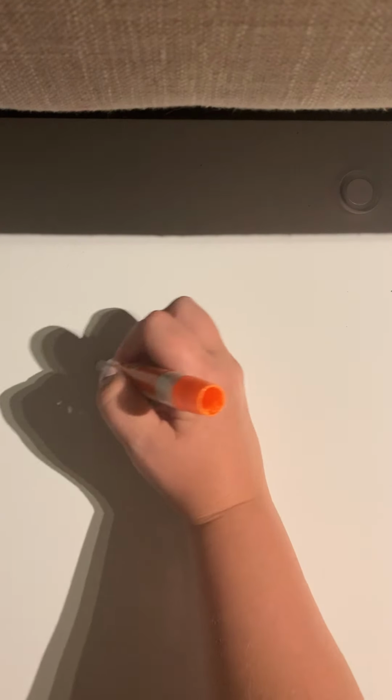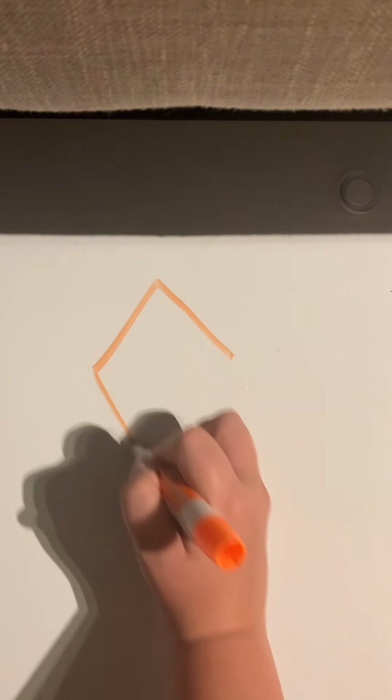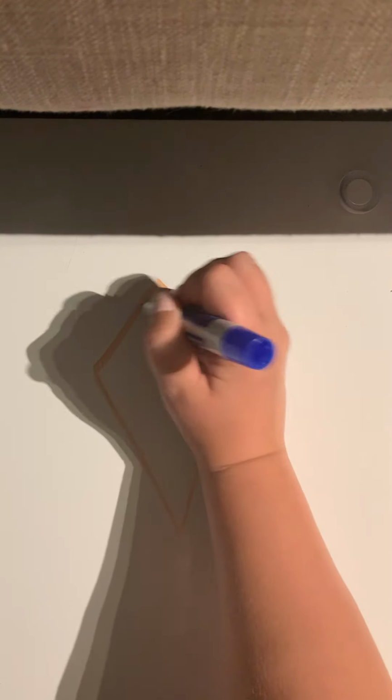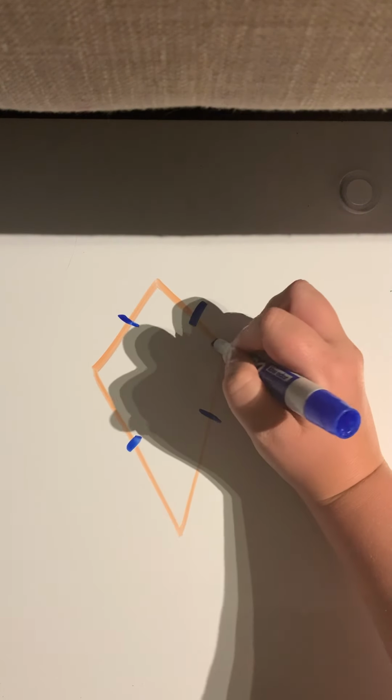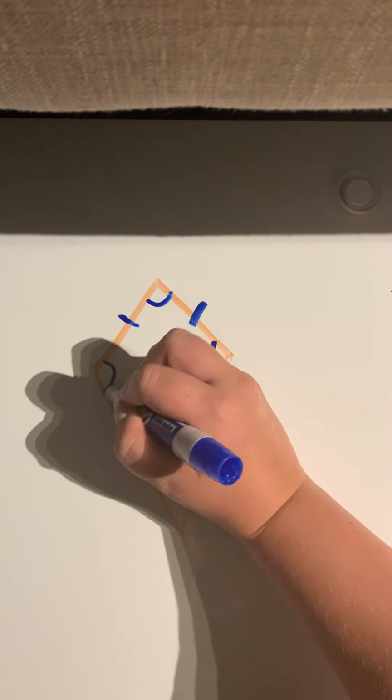What about this guy? Is this a quadrilateral, yes or no? Write it on your whiteboard and then tell me why. Excellent. Yes, this is a quadrilateral. We have 1, 2, 3, and 4 sides, and we have 1, 2, 3, and 4 angles. So yes, that is a quadrilateral. Here's our next one. You ready?